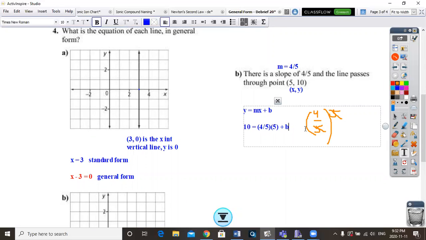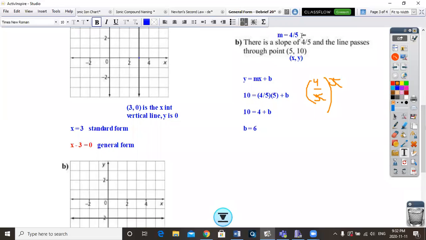So hopefully you're going to get much more confident with fractions by doing this. So 10 equals 4 plus b. Isolate b. b equals 10 minus 4, which is 6. Good. So now we have m, and now we have b, and we simply put that back into y equals mx plus b. So y equals m, which is 4/5, so 4/5 x plus 6.